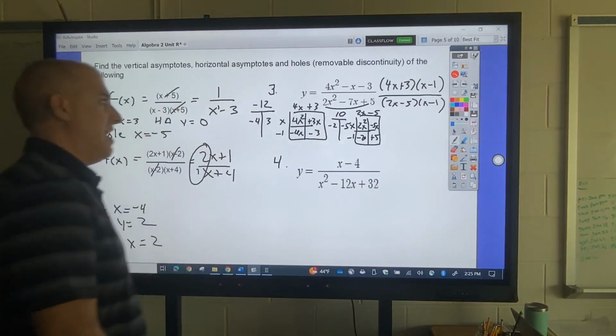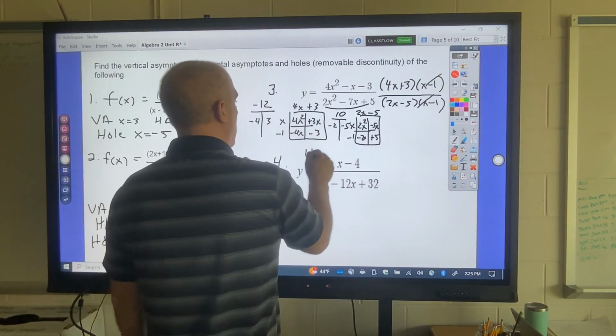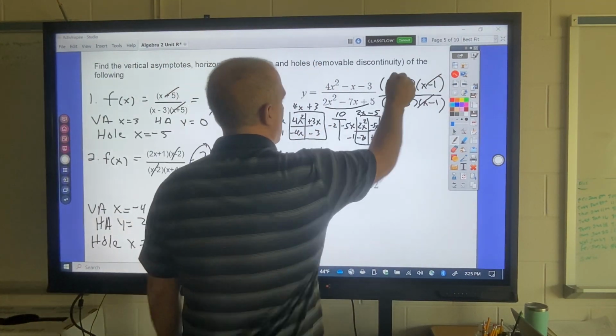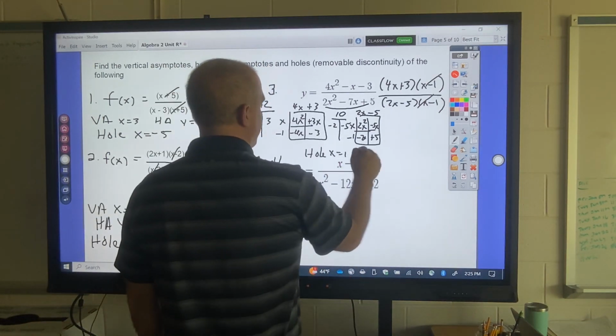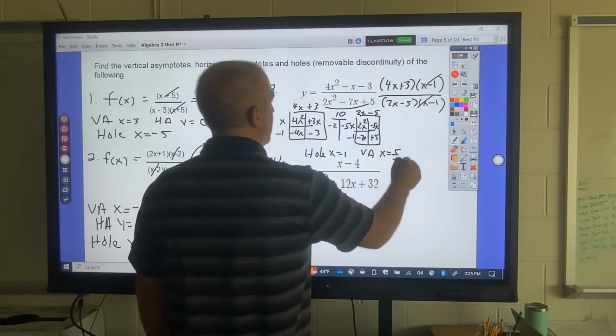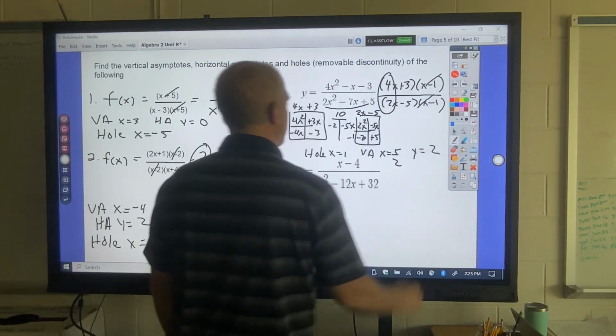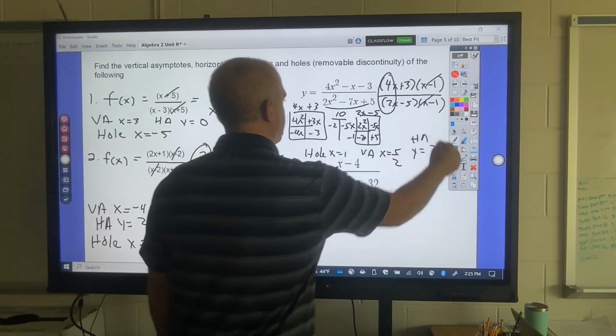Now that I've done that, I can cross that off. So that's a hole at x equals 1. What's left over? That. So my vertical asymptote, if I solve that denominator, would be x equals 5 halves. And then I have a tie scenario, so 4 divided by 2 would be 2. So that would be the horizontal asymptote.